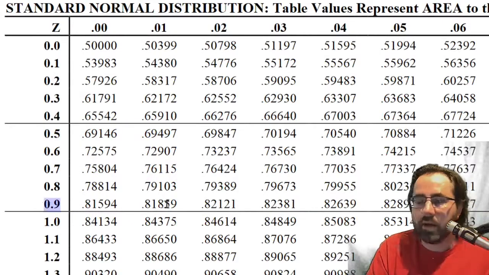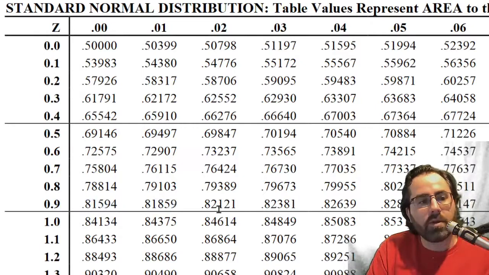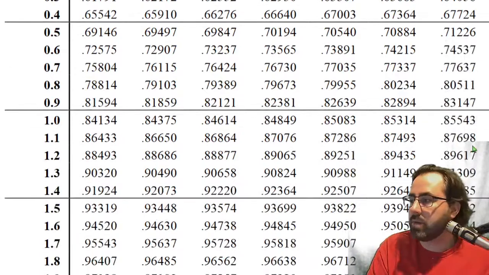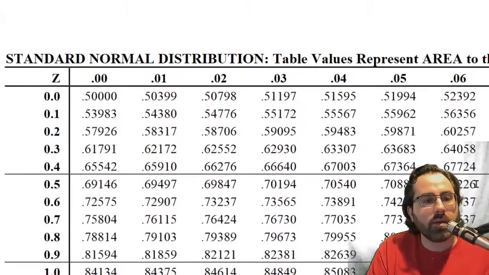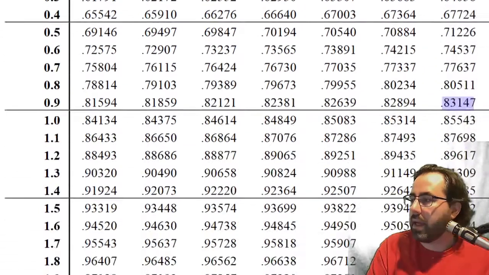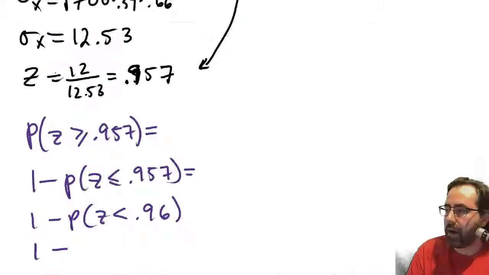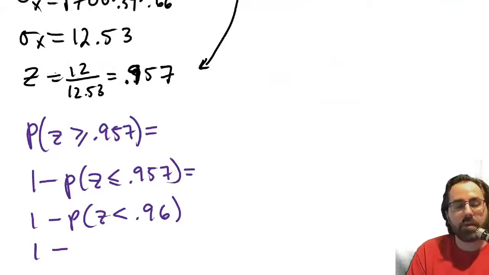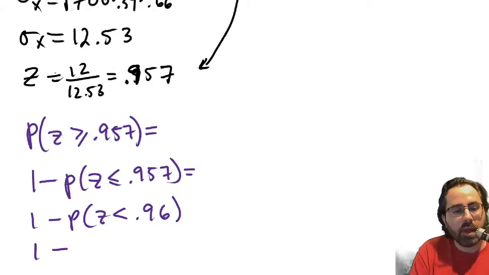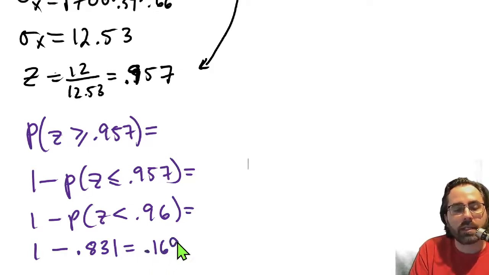So here's 0.90, 0.91, 0.92, 0.93, 0.94, 0.95, 0.96, which is right here. 0.83147. So, all right, there we go. That is our probability of z being less than 0.96. So that is 0.831. And when we finish and just subtract, that comes out to be 0.169, which is approximately a 17% chance.